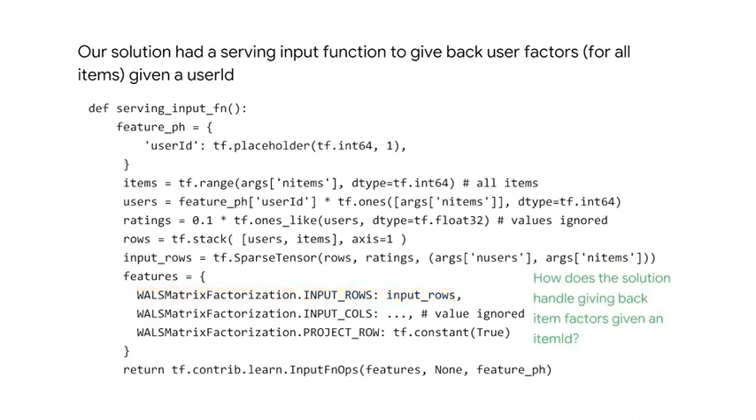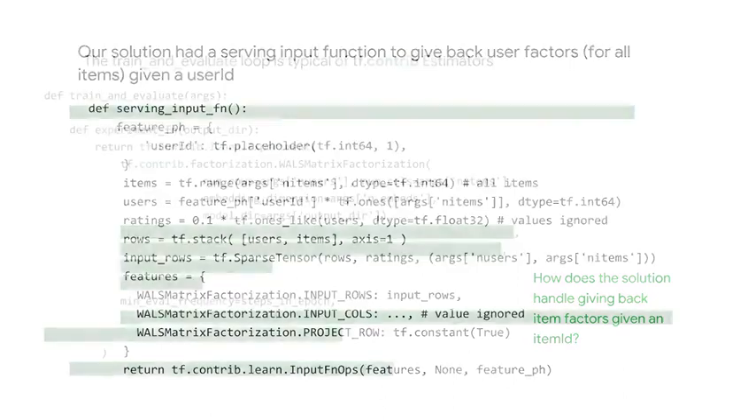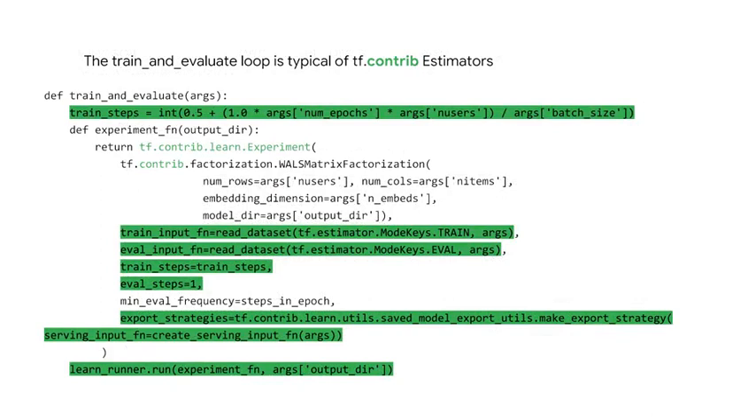How does our WALS solution handle giving back item factors given an item ID? It checks whether user ID is less than 0. If it is, it uses item ID. Otherwise, it uses user ID. It does this using a conditional, tf.cond. Check out the code again to see for yourself. And there we have it. We've explored most of the WALS matrix factorization estimator.